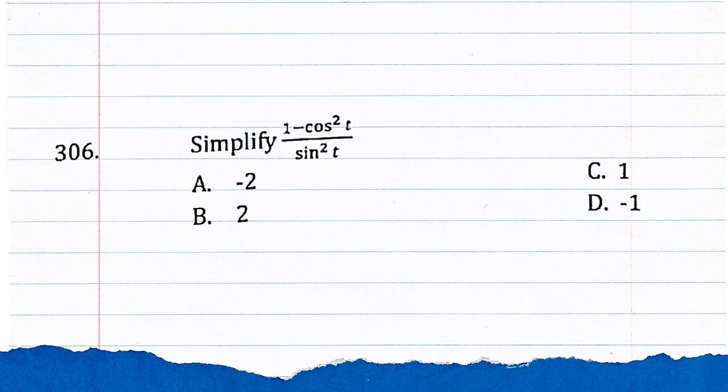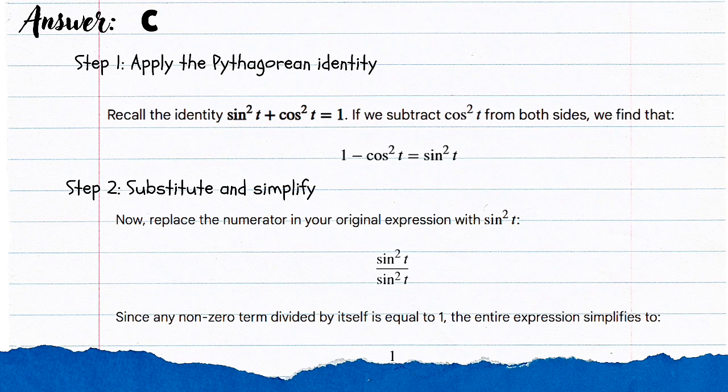Question number 306. Simplify 1 minus cosine squared t over sine squared t. And here are the choices. Letter A, negative 2. Letter B, 2. Letter C, 1. Letter D, negative 1. And the answer is letter C. And here are the steps.